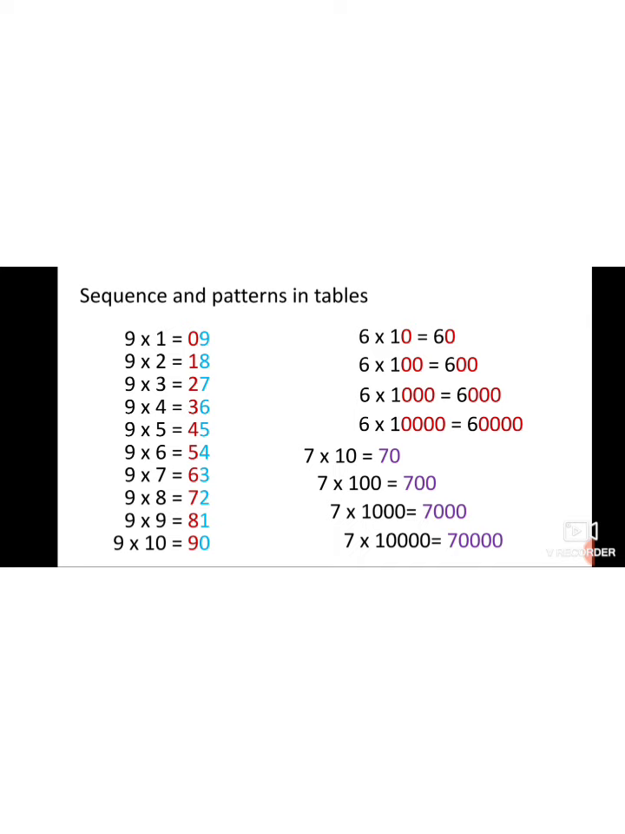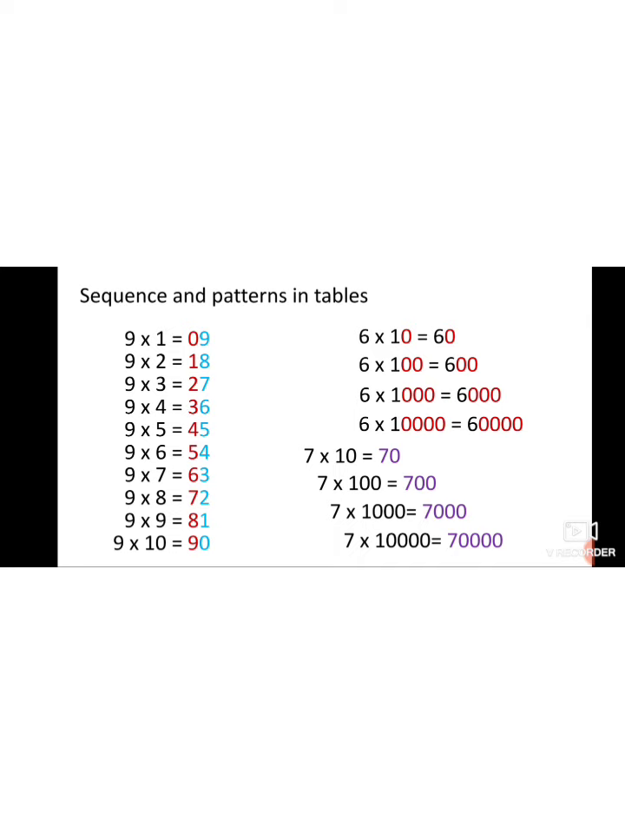Now watch this sequence and patterns in tables. Now you have learned all tables, children. Tables are nothing but a pattern in numbers. Okay, so there is a pattern in the numbers. Watch this. 9 ones are 9. Now look at all the numbers in red. All the numbers in red are in ascending order.